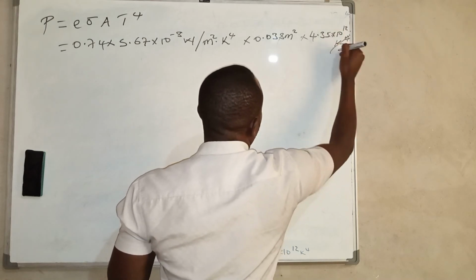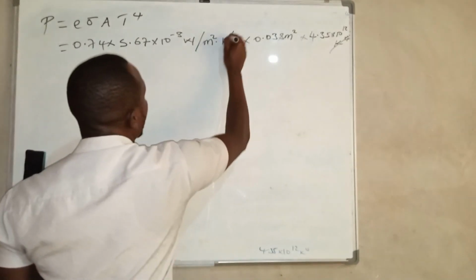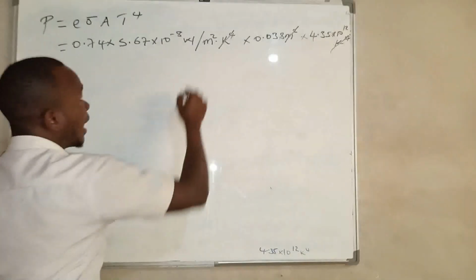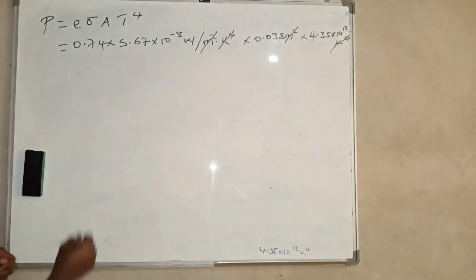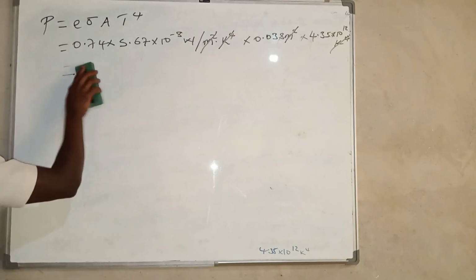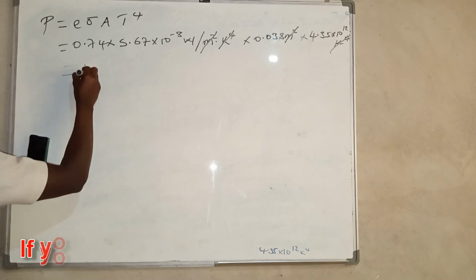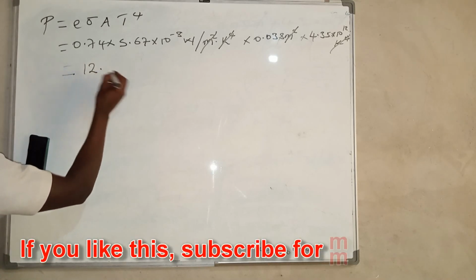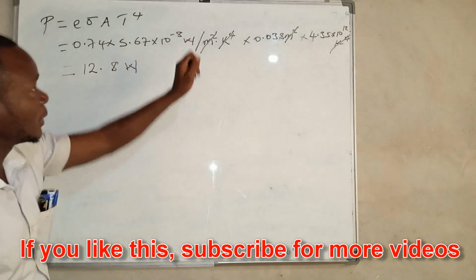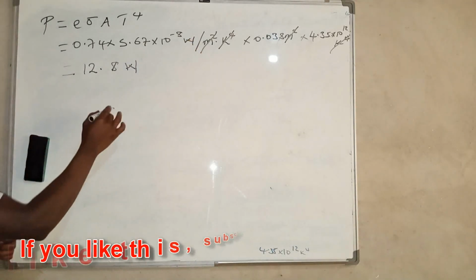So the Kelvin to the power 4 and the Kelvin to the power 4 will cancel, and the square meter and this one will also cancel. And what we're going to have is 12.8 watts. This is the only unit that is going to remain after the others have cancelled.